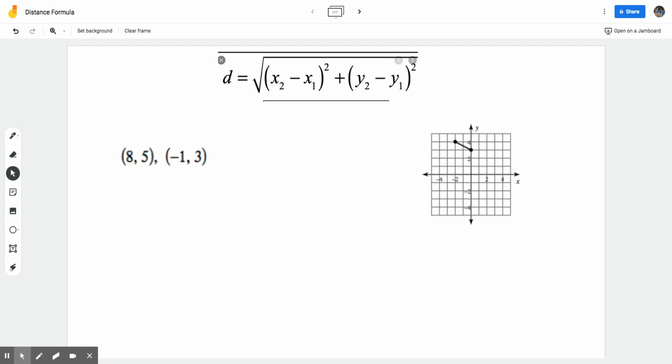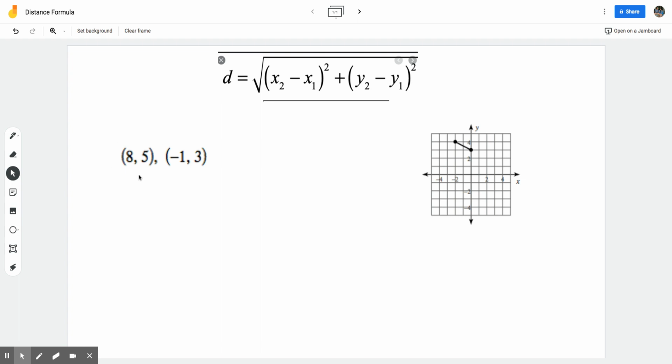Hi guys, so this week we are learning about the distance formula, which I already have up here for you. And yes, it looks scary. It's actually not. You're just plugging in 2 points and then solving. And there's two ways that you will see this presented to you.